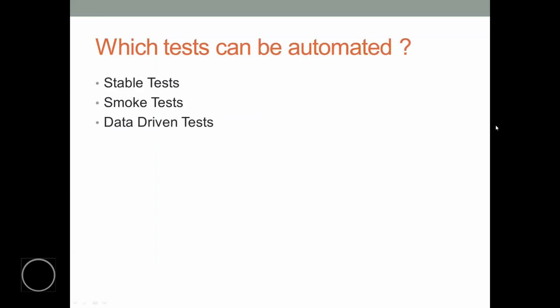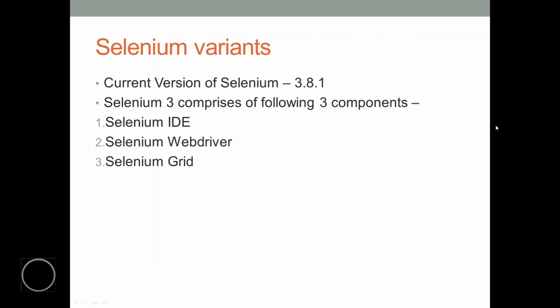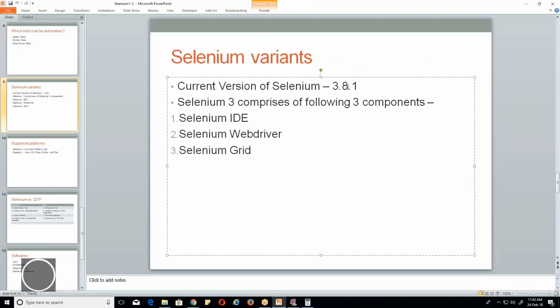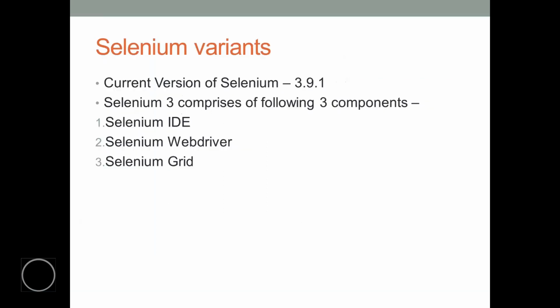So moving on to the next slide. Selenium variants. The current version of Selenium is 3. Let me just update it. It has been updated. It is not 3.8. Now it has become 3.9.1. So a new version of Selenium has been released. It keeps updating itself quite frequently.